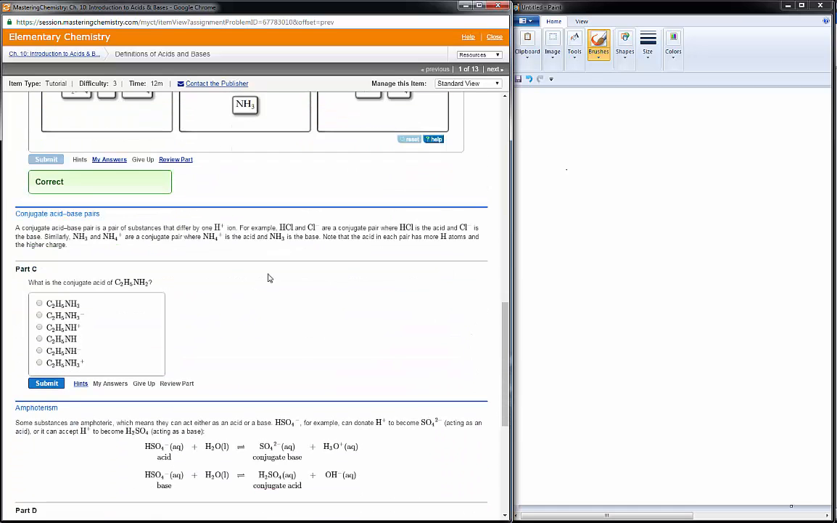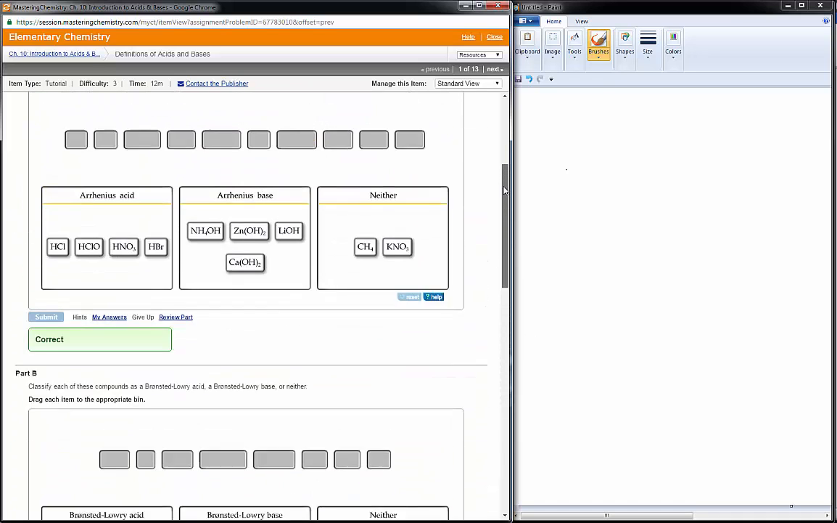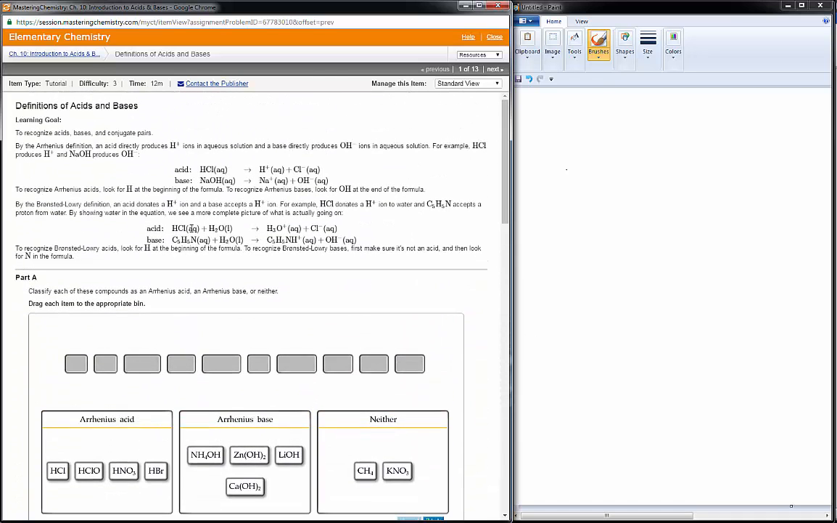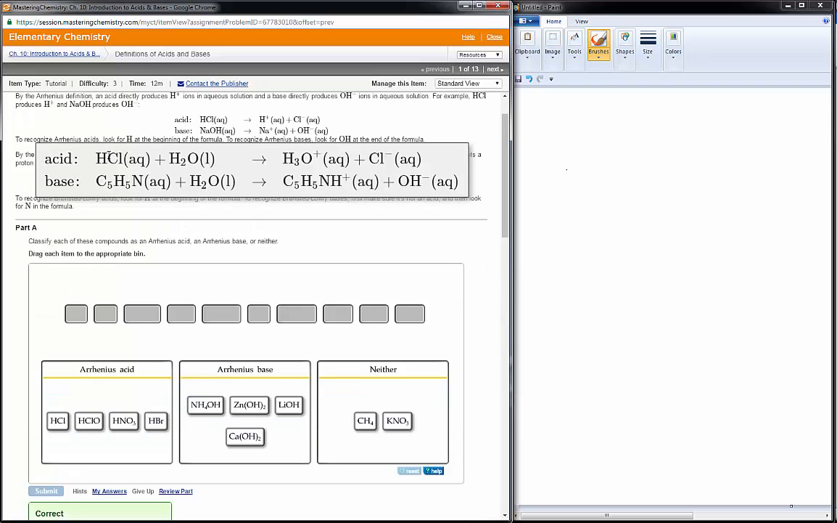Conjugate acid-base pairs are ones that differ by one H+ ion. And if we scroll back up here, you can see the HCl is the acid because it's donating the hydrogen. The water is a base in this case because it's accepting the hydrogen. And so then this is the conjugate acid of that base.